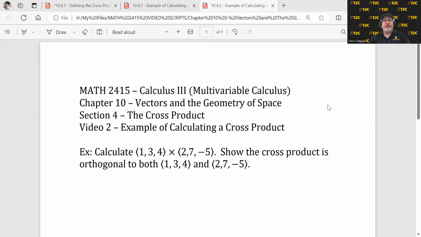Math 2415, Calculus 3, Multivariable Calculus, Chapter 10, Vectors and the Geometry of Space, Section 4, the Cross Product, Video 2, Example of Calculating a Cross Product.